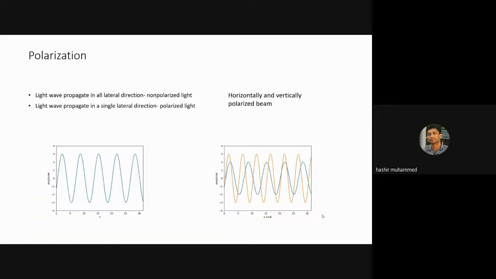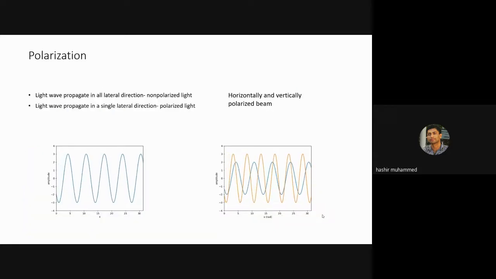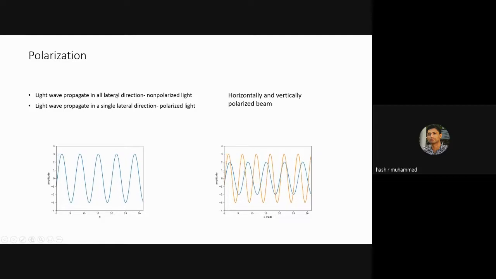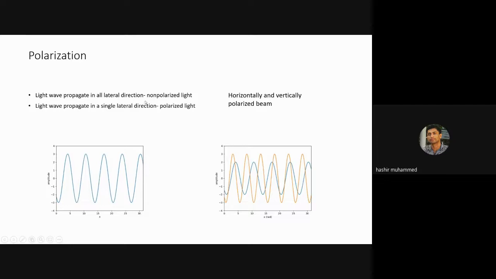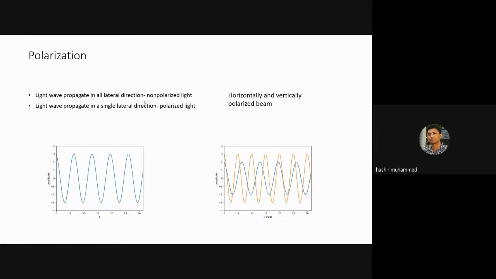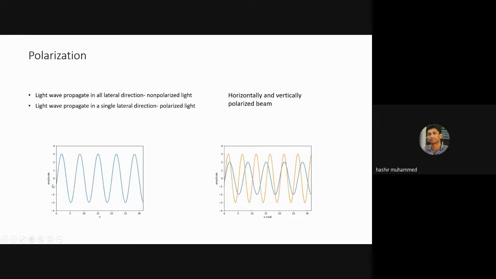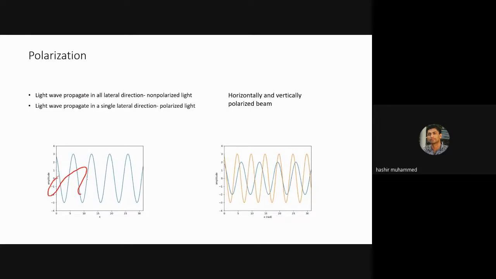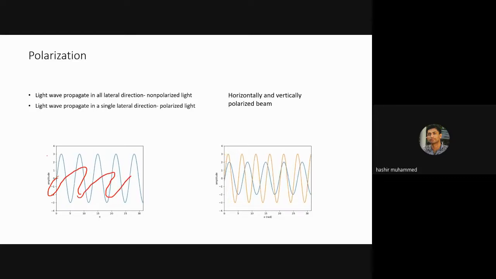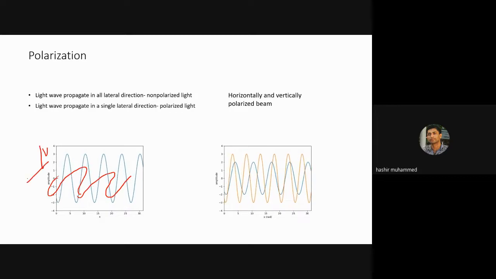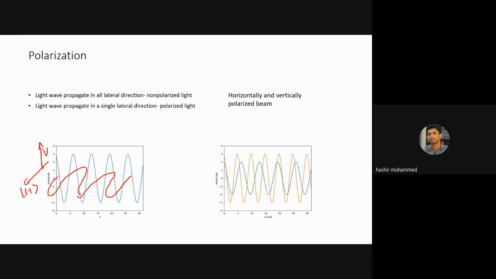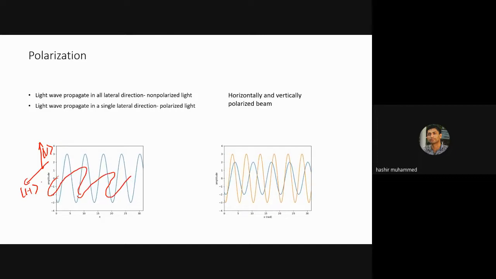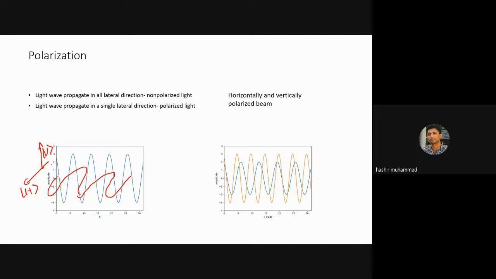I will move on to the next parameter, that is polarization. I already explained that. If a light wave is propagating with vibrations in all lateral directions, it is called non-polarized light. The figure you see here is polarized light. But if you have a horizontal component also, say I call this vertical for this axis, and horizontal for this axis. And if you have all these components, not only vertical and horizontal but all the components, then you have non-polarized light.